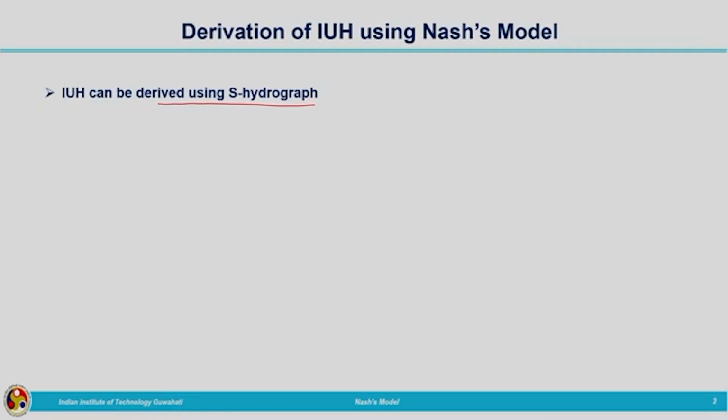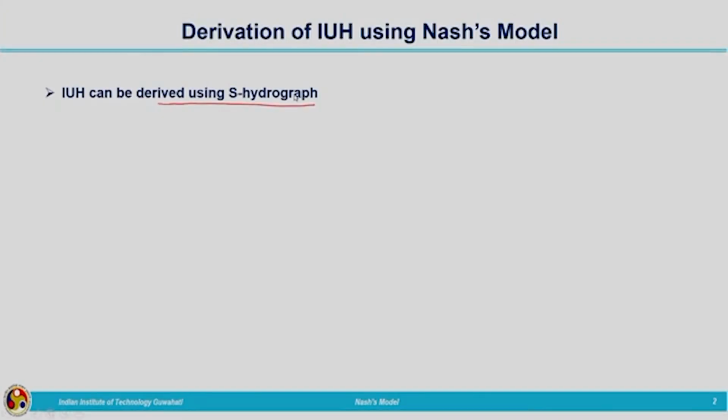We have already seen IUH can be derived using S hydrograph. IUH is the response of a catchment when it is acted upon by a unit impulse input at the time t is equal to 0. That response of the catchment is termed as impulse response function, and that is termed as the instantaneous unit hydrograph. This can be derived, as we have seen from the interrelationships between the different response functions. If unit hydrograph is available to us, we can derive the IUH. If S hydrograph is available to us, we can derive the IUH.